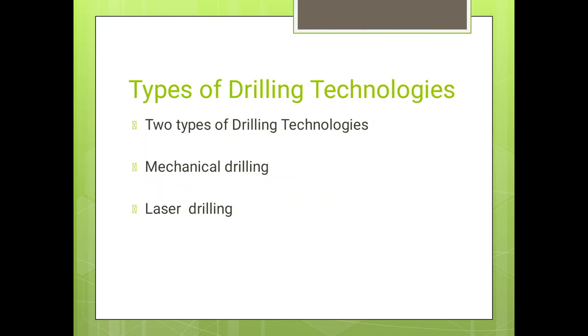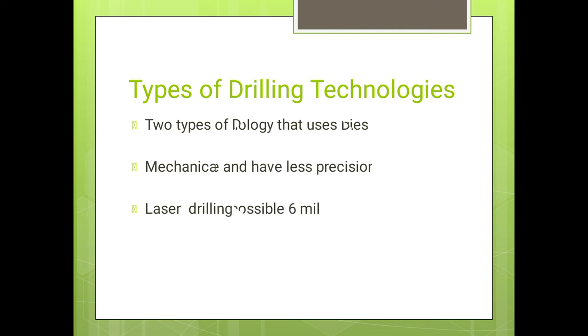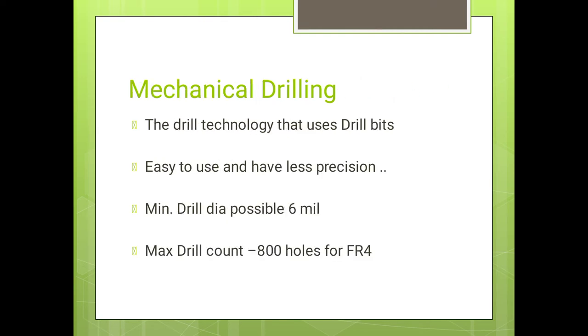There are two types of drilling technologies. One is mechanical drilling. The second one is laser drilling. We will go into the details. Mechanical drilling is the drilling technology that uses drill bits. Generally in the PCB industry, we use carbide drill bits. These drill bits are easy to use but have less precision.